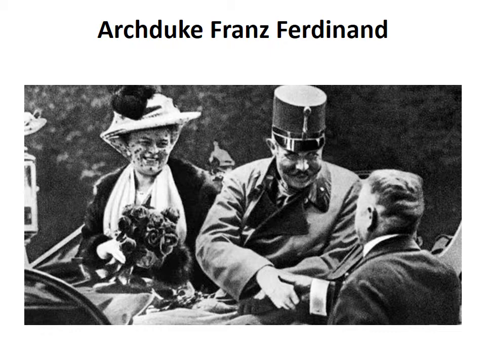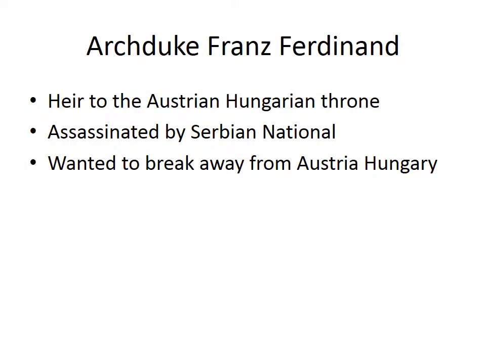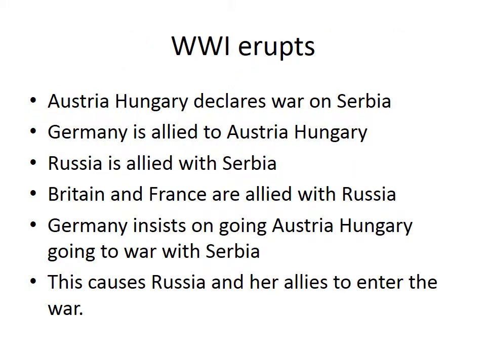Because if he hadn't died, all the dominoes might not have fallen the way they did. But he was assassinated by Serbia. Now remember, Serbia is that nation that's being ruled by Austria-Hungary. They don't want to be ruled by Austria-Hungary, so they assassinate the heir to the Austro-Hungarian throne. So now if you think back to, well, who's aligned with Serbia? Russia, right? So you have to remember that Russia is going to support Serbia.